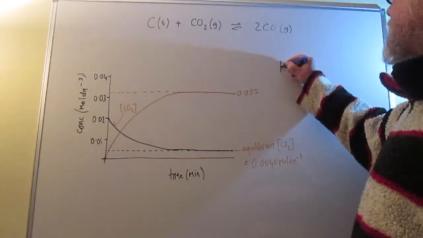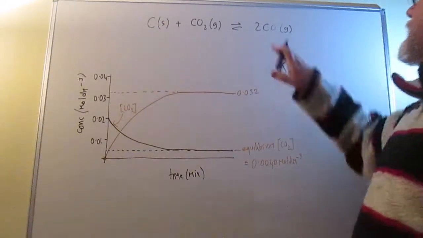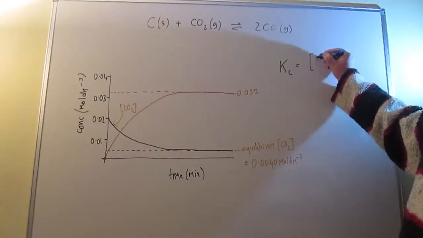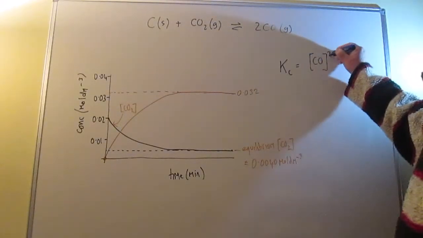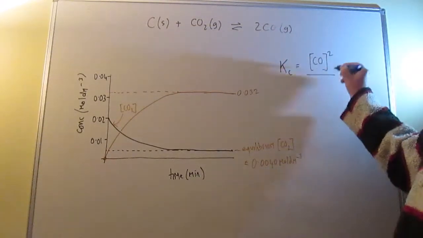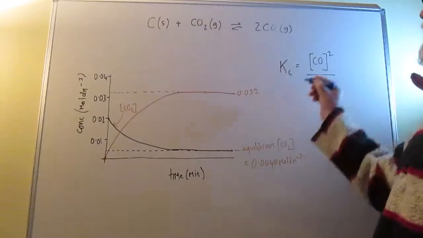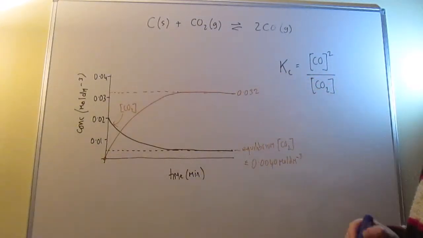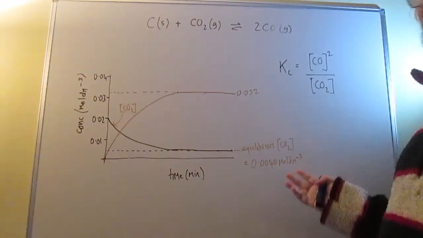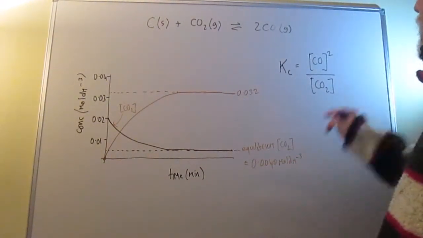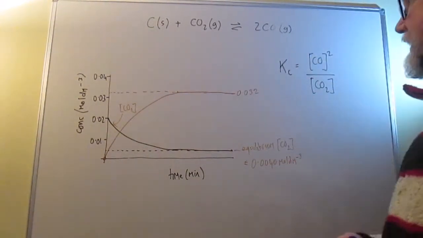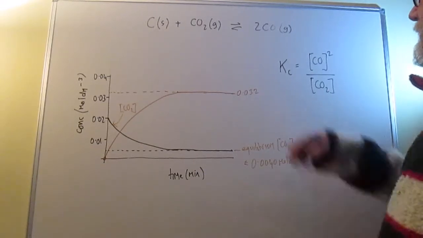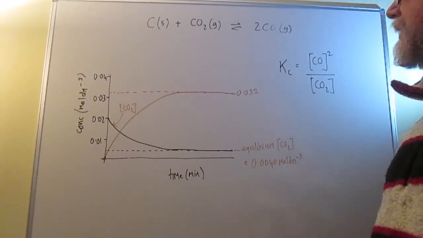So that just means that Kc will be the stuff on the right, the concentration of carbon monoxide squared, because there are 2 of them, divided by the only one on the left that's a variable, the carbon dioxide concentration. So that's the Kc expression. Turning now to the value, all we've got to do is get the concentrations and put them into that expression, and that's going to be easy because we've just got to read them off the graph.